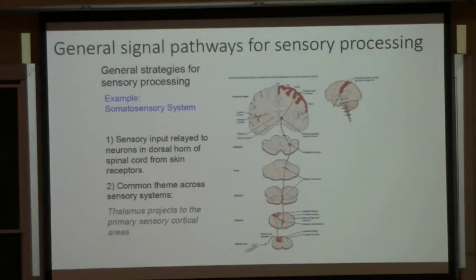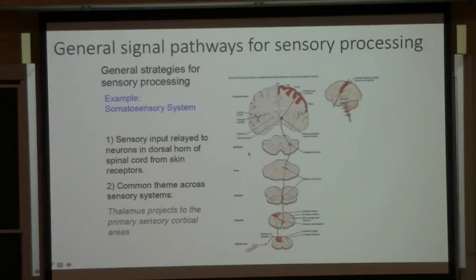So she also talks about the general signal pathways for the sensory and motor processing. I think the basic principle for both sensory and motor is that your right side of the brain controls the left side of your body, and the left side of the brain controls the right side of the body. So it has a cross point for both sensory and motor functions.